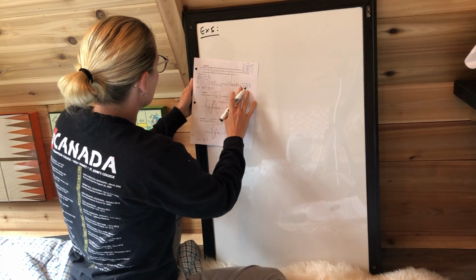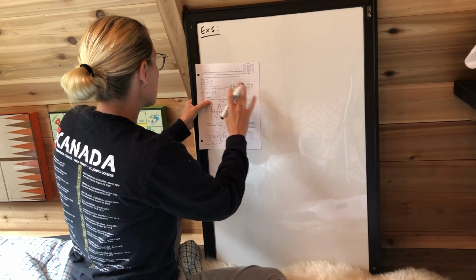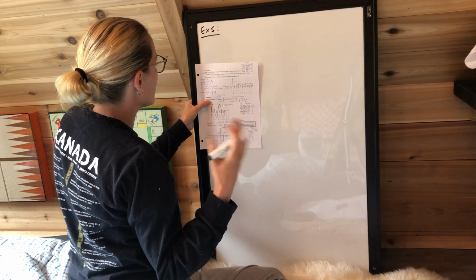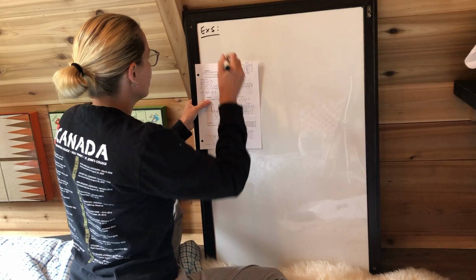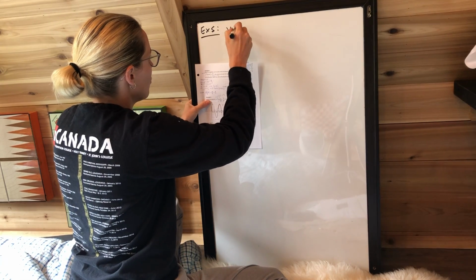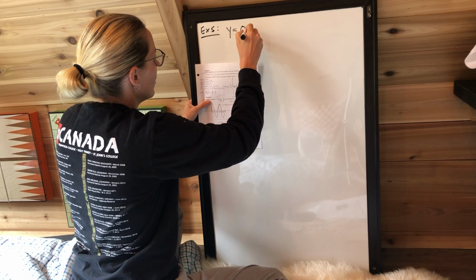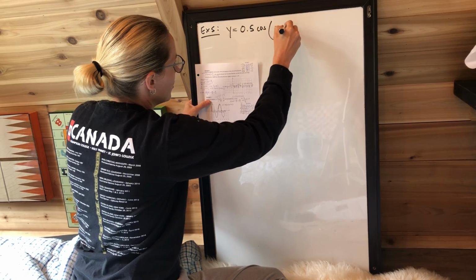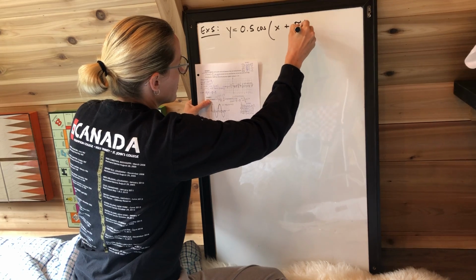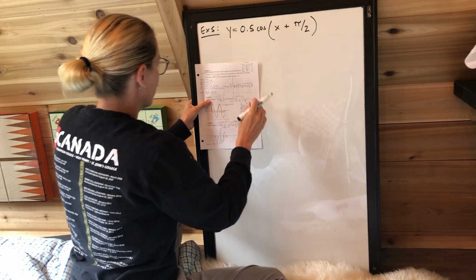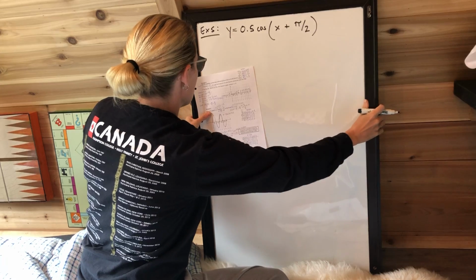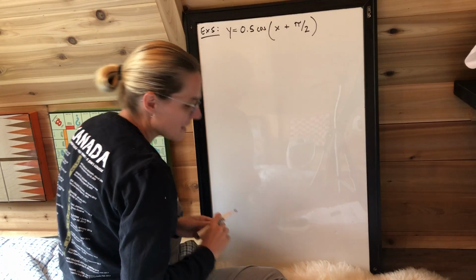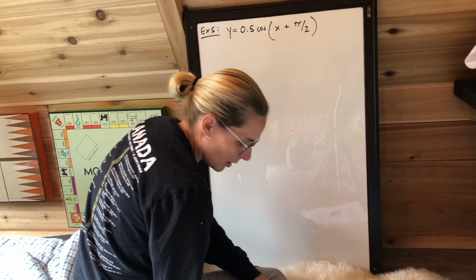Now I don't need to write everything, but it says, state the amplitude, period, phase shift, equation of the axis for the function, state the domain and range, sketch. Basically do everything. For this function, y equals 0.5 cosine of x plus pi over 2. We want to sketch one cycle starting at 0. We want to list everything that they said.